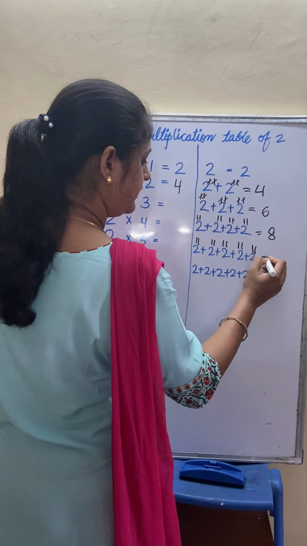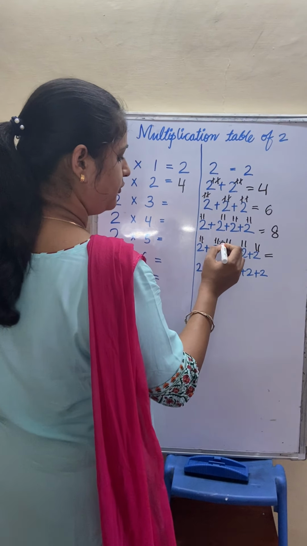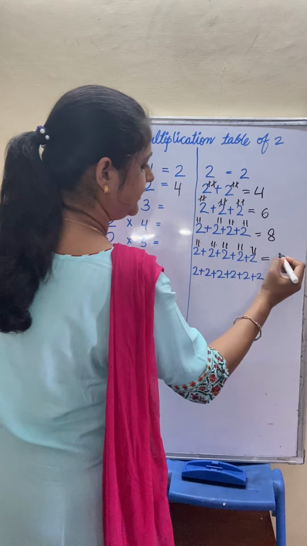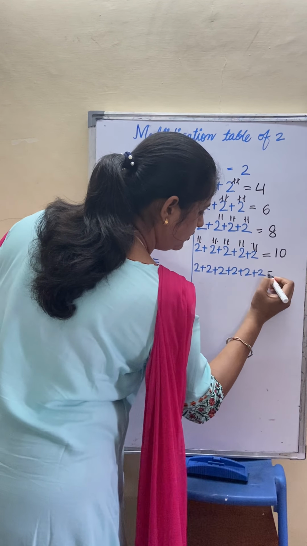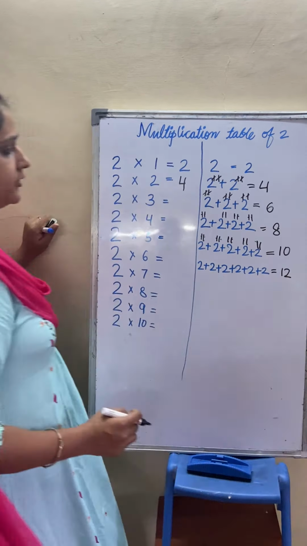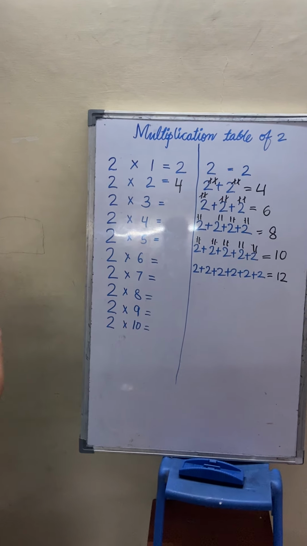1, 2, 1, 2, 1, 2, 1, 2, 1, 2. Now we will count again all together, 1, 2, 3, 4, 5, 6, 7, 8, 9, 10. So you can solve all of these like this. The result will be here.